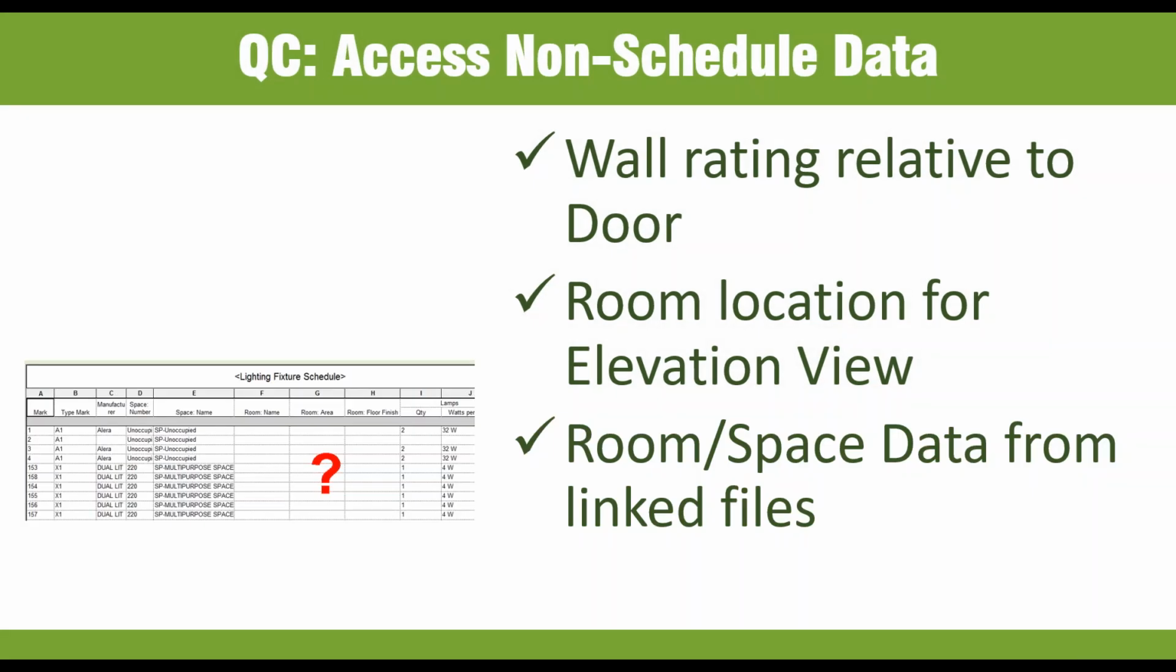Also, we can gather room and space data from linked files. So if a schedule in Revit isn't reporting the information, take a look at BIMLink. We can gather that data and report it to you through Excel if you want to.